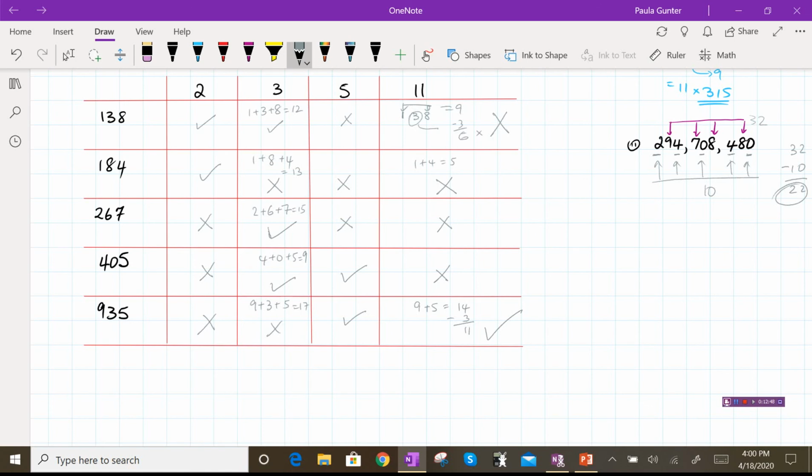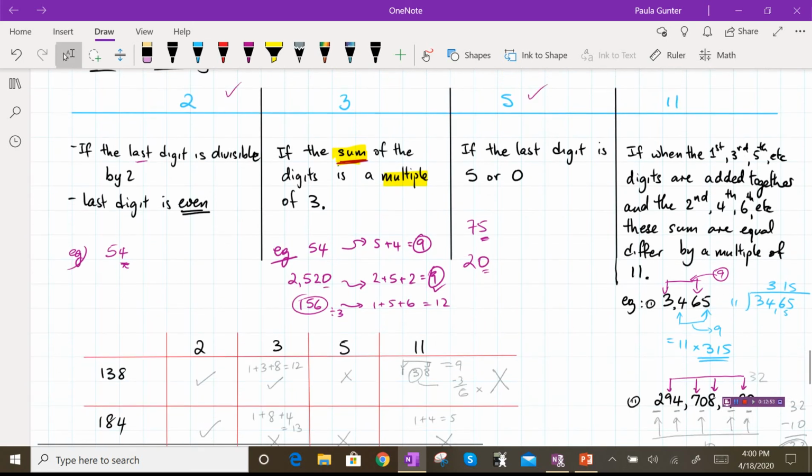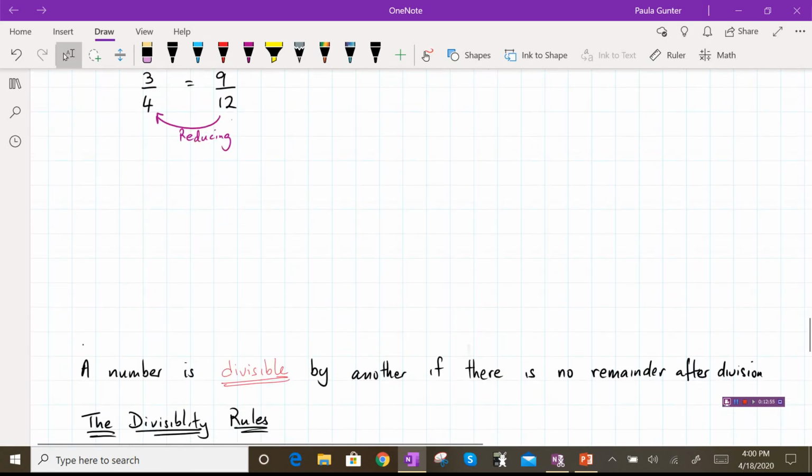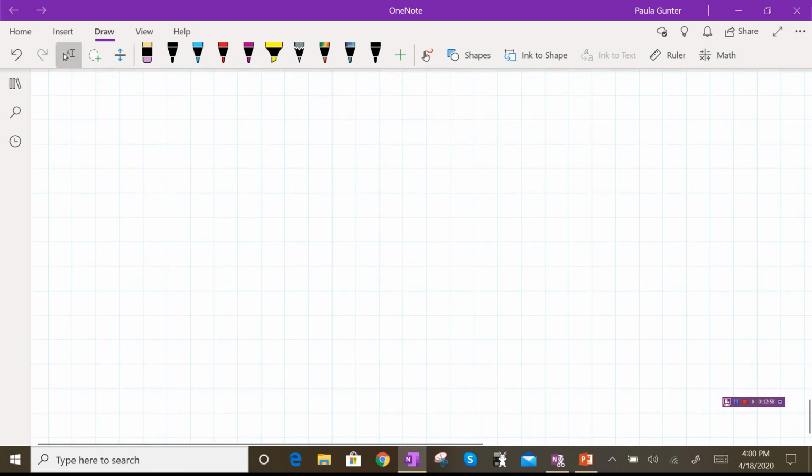Right, so that was a good recap of your divisibility rules. So what we're going to do now is use those divisibility rules in order to reduce our fractions. So the idea behind this reduction is if we take our original fraction and we find a common factor, we can divide both numerator and denominator by that common factor.